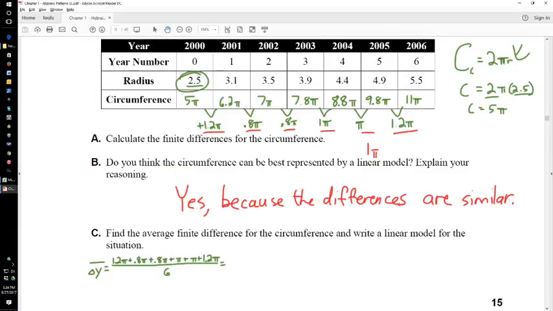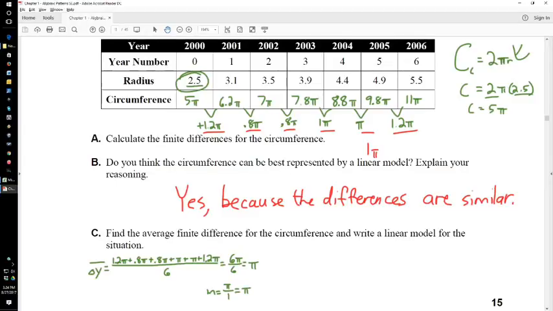I'm going to go ahead and add the top row quick. 1.2 plus 0.8 is 2, plus 0.8 is 2.8, 3.8, 4.8, 6. So that's 6 pi divided by 6. Well, 6 divided by 6 is 1, so the average difference is 1 pi. That's your average change in y. Okay? So since my average change in y is pi, and my change in x is 1, your slope is pi.